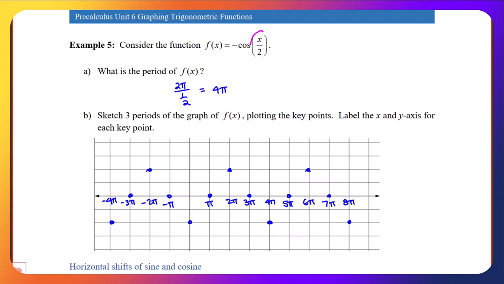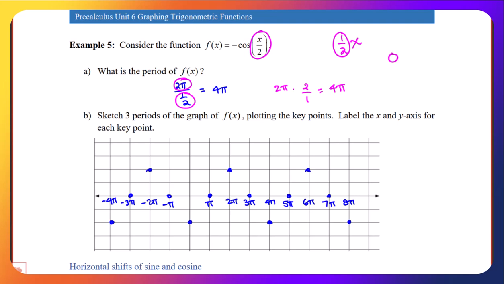So first of all, let's take a look at this, and I hope you see it's 1/2 x. So b is a half. So the period is 2 pi over a half, and division becomes multiplying by the reciprocal. Oops, reciprocal of a half is 2. I get a new period of 4 pi.